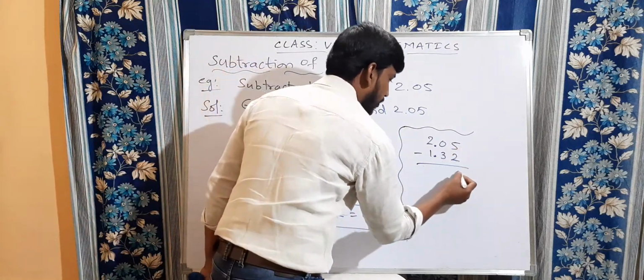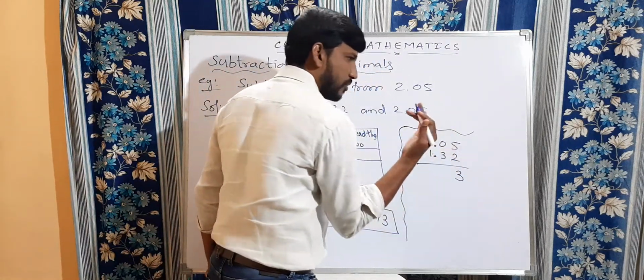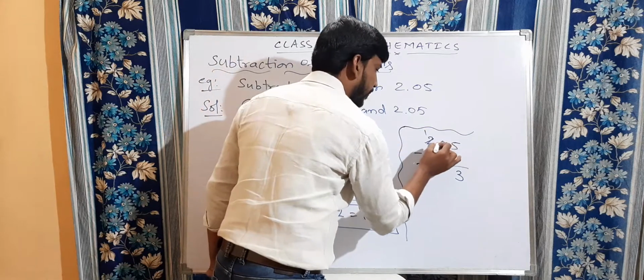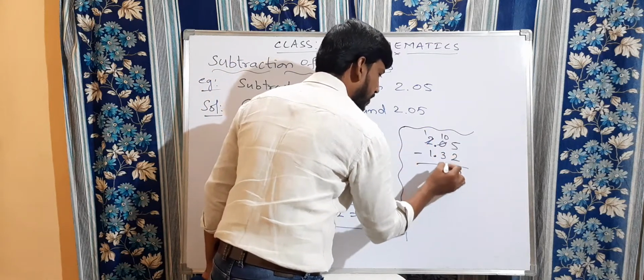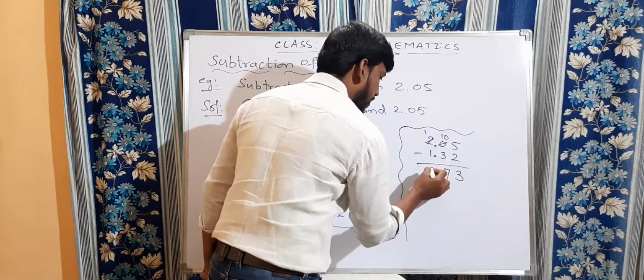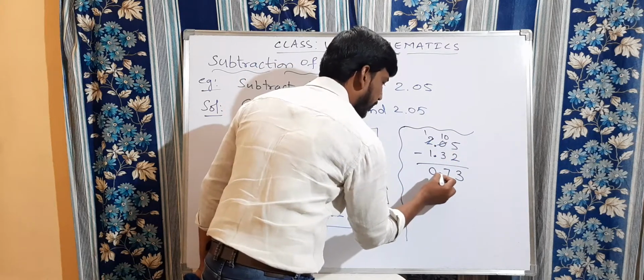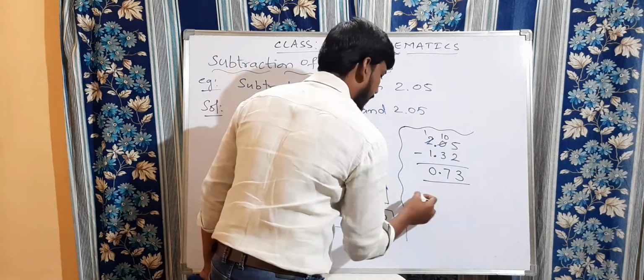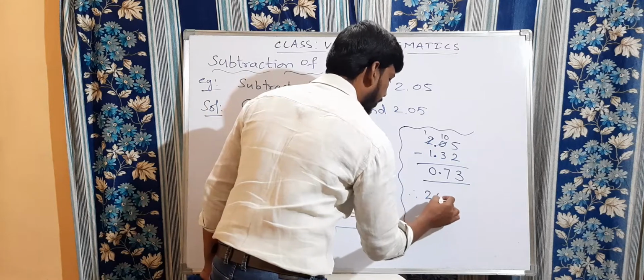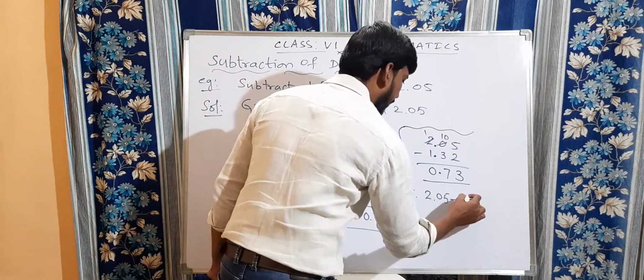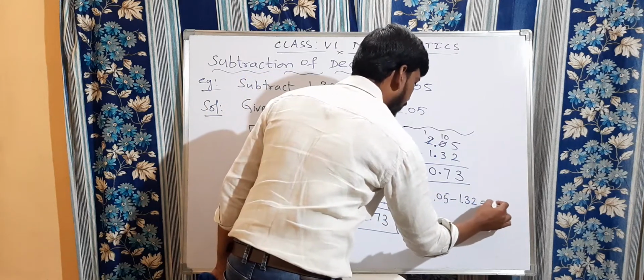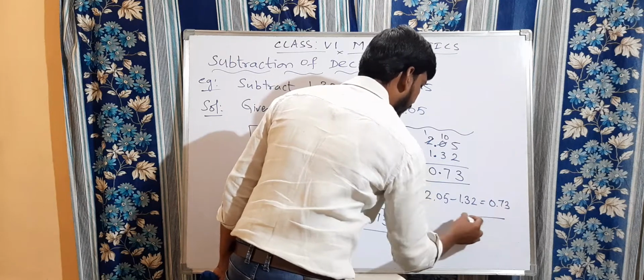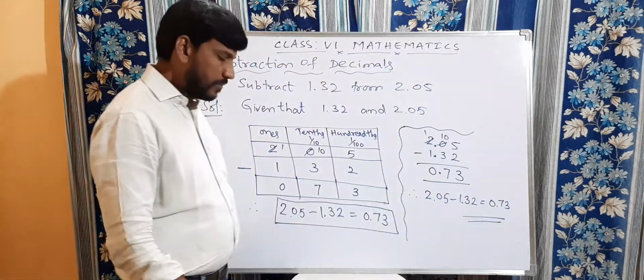5 minus 2 is 3. Now 0 minus 3 is not possible. Take the bar out. This will become 10. 10 minus 3 is 7. And 1 minus 1 is 0. Where should we keep the decimal? As it is in the same line. So therefore 2.05 minus 1.32 is equal to 0.73. Is it clear, children? Please copy that.